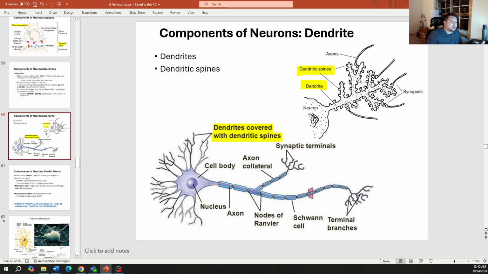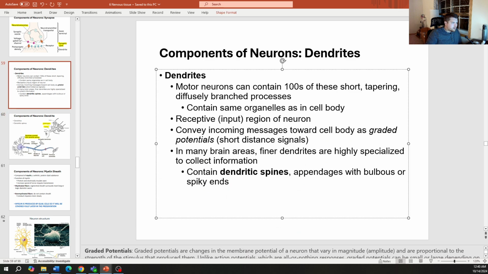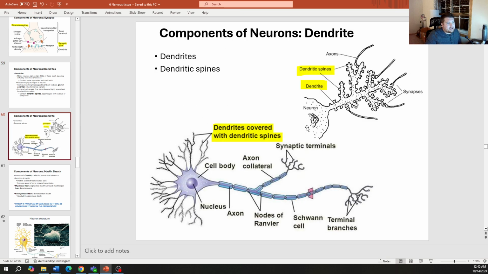a signal, enough of a graded potential, so enough of the chemical release, enough of the chemical bound, then it will trigger what's called an action potential, that message, that chemical, the impulse, and send it down the next axon as well.